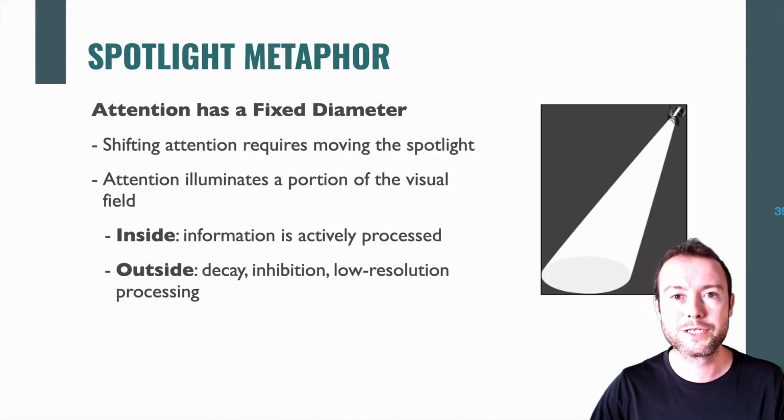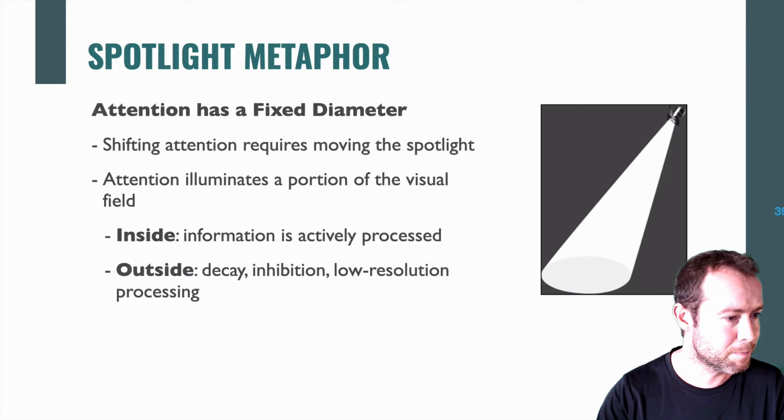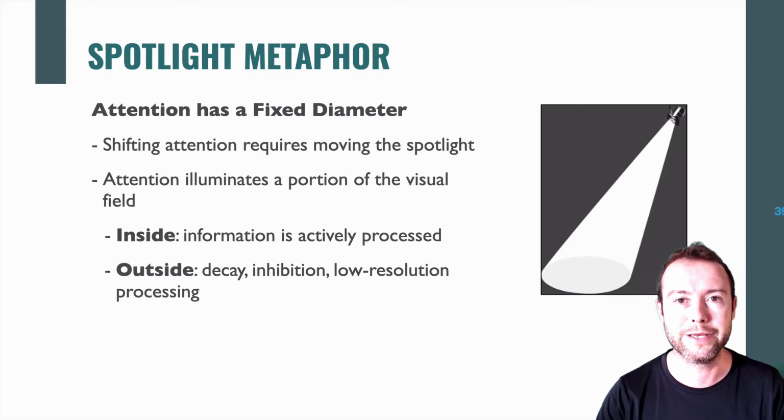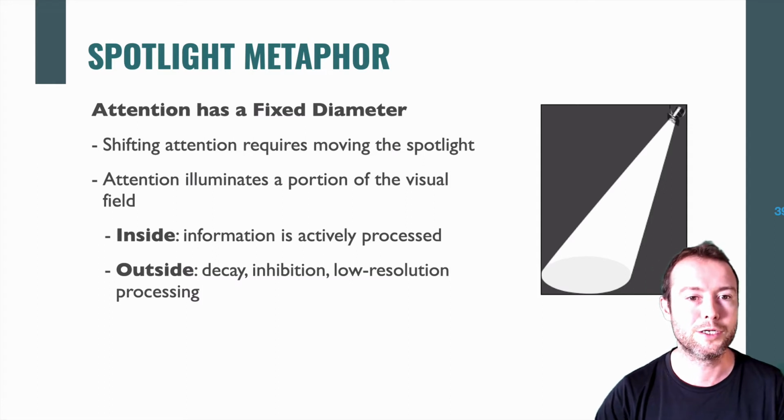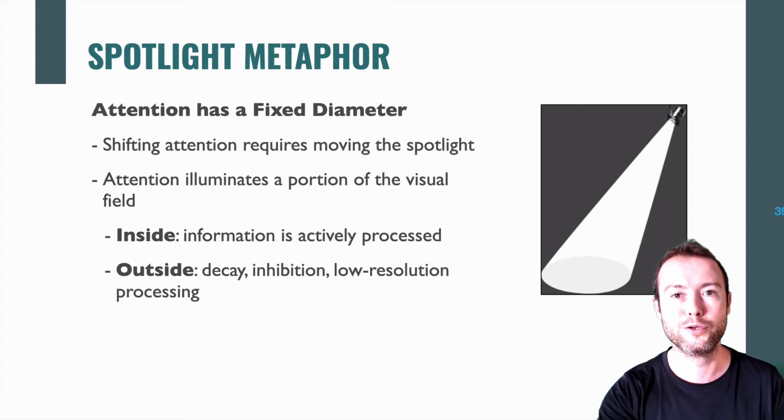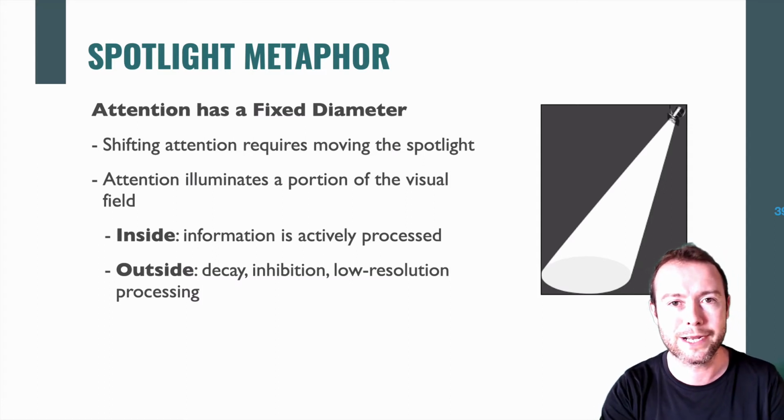Okay, so the first of the metaphors is this spotlight metaphor. And this was originally built on the work of William James, who described attention as very much resembling a spotlight that has a kind of focus, a margin, and a fringe area.